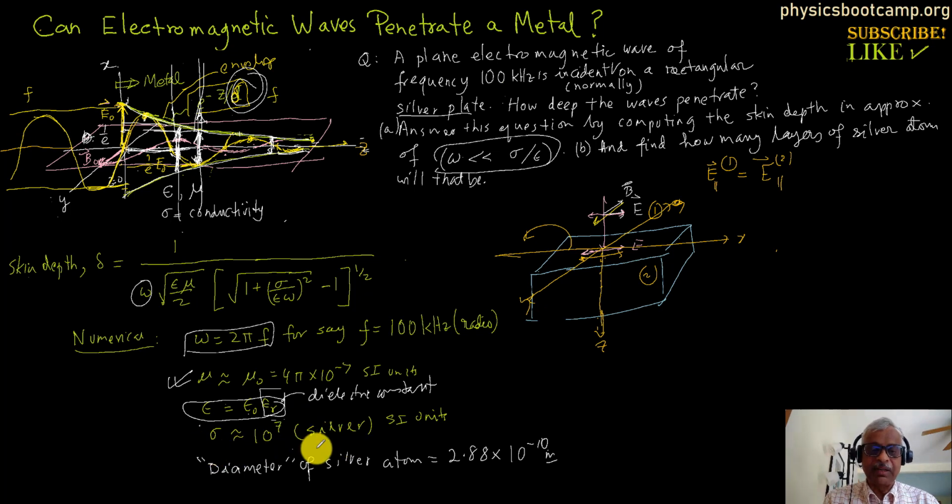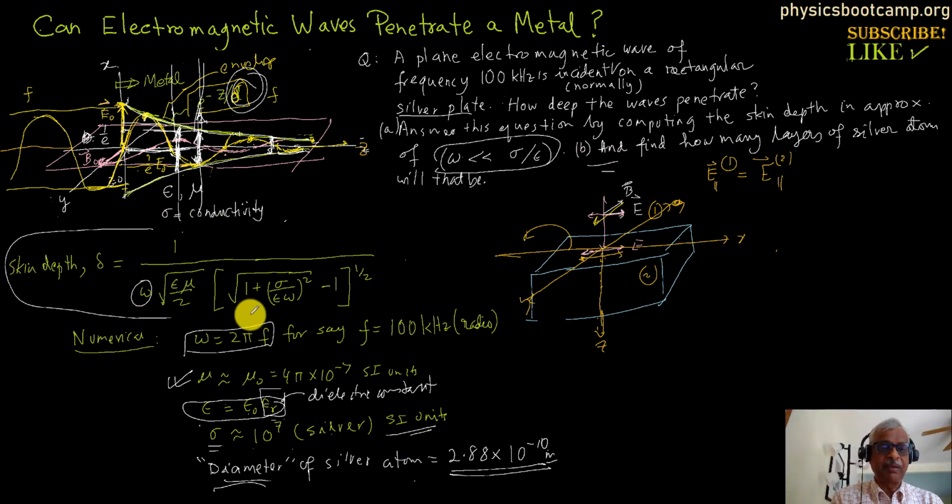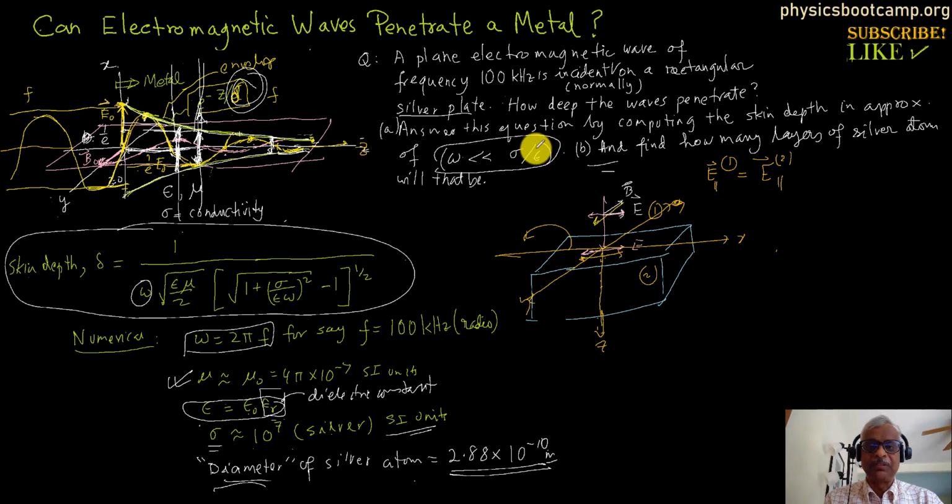And silver's conductivity in SI units, I think, is 10 to the 7. Hopefully I looked it up correctly. I also looked up the diameter of a silver atom, and this is that. This will be helpful in finding B, but first we need to find the skin depth in this approximation, which is like a low frequency approximation.